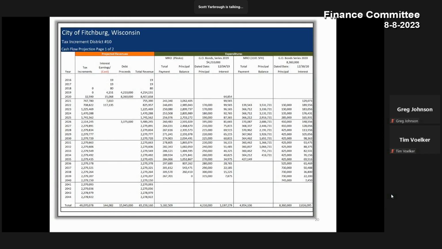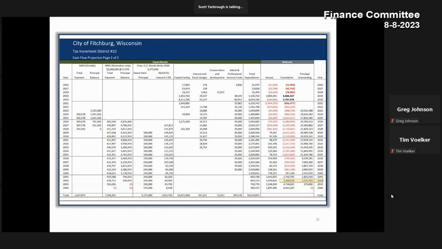In terms of the existing expenses that have already been incurred within the district, there are some development incentives for the Plesco project for 3101 South Fitchburg Road, and then there were debt issuances in 2019 and 2020 to fund the TID 10 portion of the Fitchburg Road improvements. Then there's also a development incentive for some of the improvements out on Ocala, the developments out there. And then we show some potential future projects, some development incentives, and future infrastructure projects.